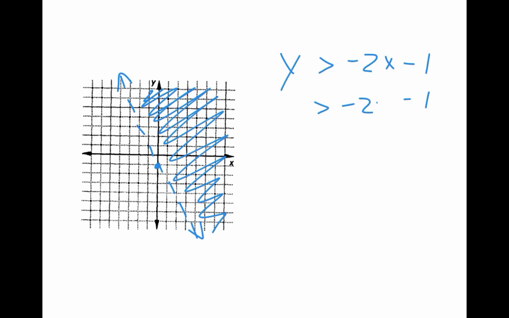You could say, all right, what about this point here, like 3, 0? So you could put in a 3 for x, the 0 for y. You get 0 is greater than negative 6 minus 1. So 0 is greater than negative 7. Is that true? Yep, so then that red dot works. So then everything that's over on the same side as the red dot has to work. Good?